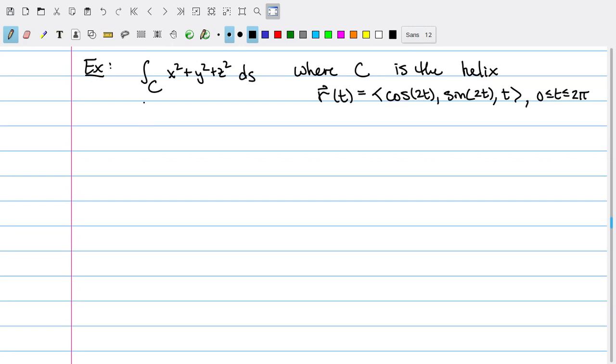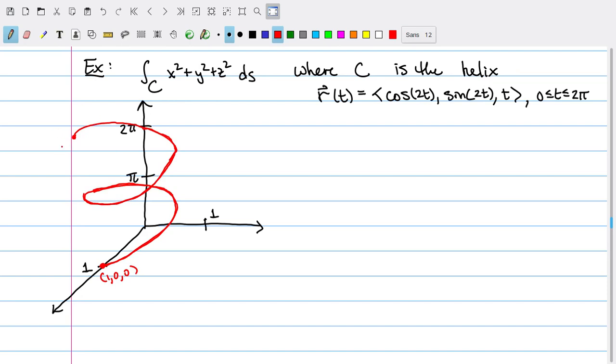It's kind of interesting if we draw a picture of the curve that we're integrating over. It starts out at the point (1, 0, 0) and spirals up like a spring all the way to the point (1, 0, 2 pi). So this is a pretty neat curve to be integrating over. And our formula is really easy to remember.